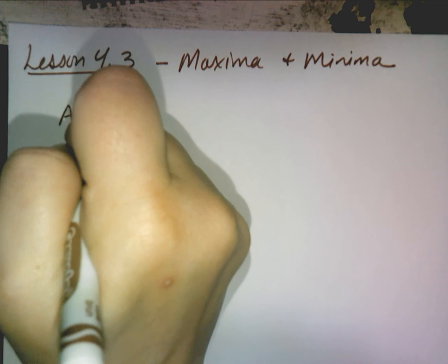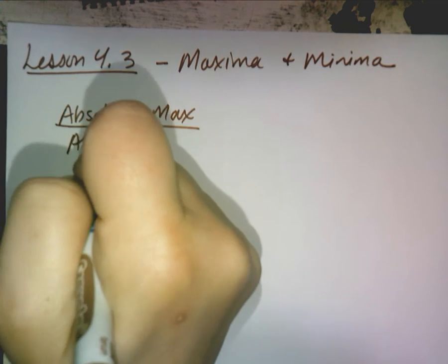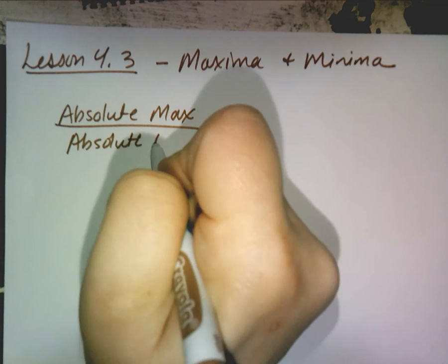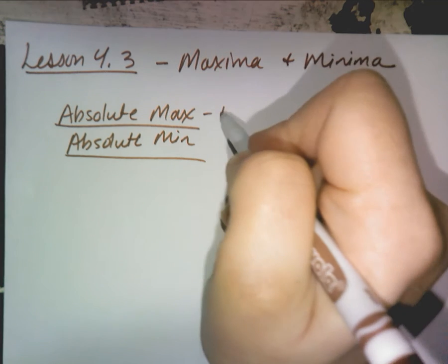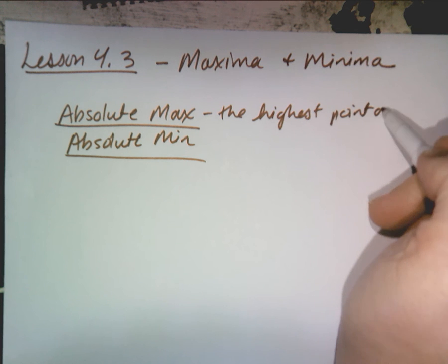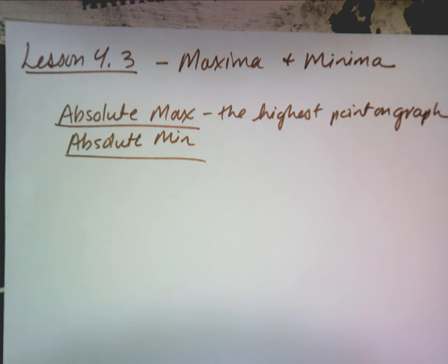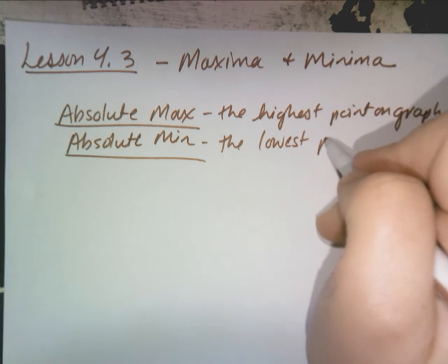Yeah. Good one. All right, so do you remember what an absolute max is and an absolute min? What is the absolute max on a graph? It is the highest point on the graph, meaning you cannot go higher. The absolute min then would be what? The lowest point. You cannot go lower than that point on the graph.